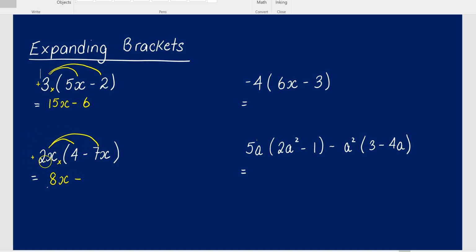Now you have to work out what's 2x times 7x. So 2 7s are 14, and x times x, that's x squared. Okay, remember that, x times x is x squared. On to the next one.